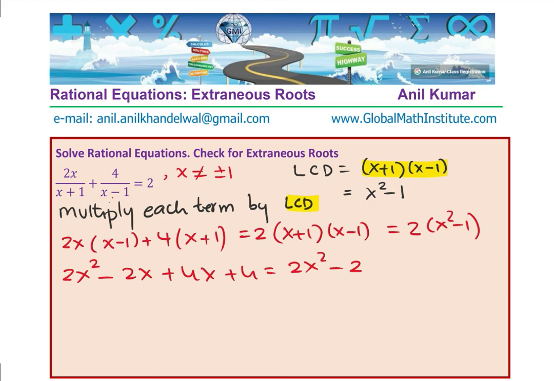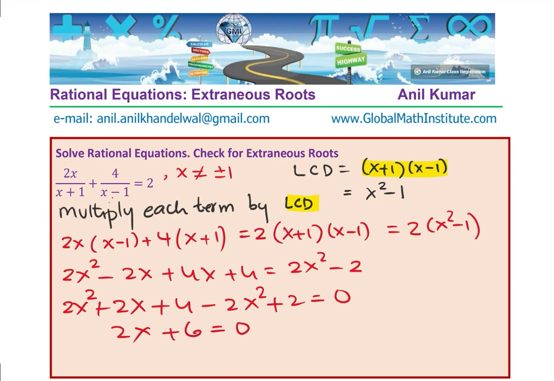You can bring all the x's on the left side and the constants on the other side. So we get 2x squared minus 2x plus 4x. Let's combine them, right? If I combine them, I get plus 2x, and here we have plus 4, bringing minus 2x squared plus 2 equals 0. And now 2x squared minus 2x squared is 0, and so we have 2x, and here we have 4 plus 2, which is 6 equals 0. Now we can solve this.